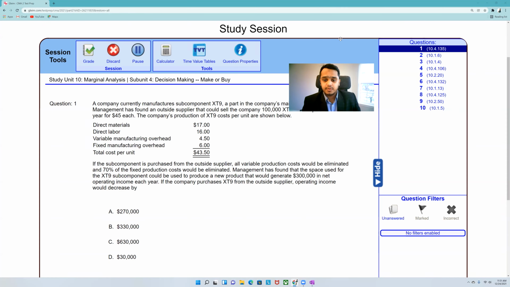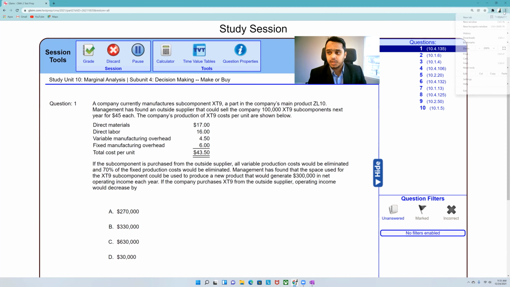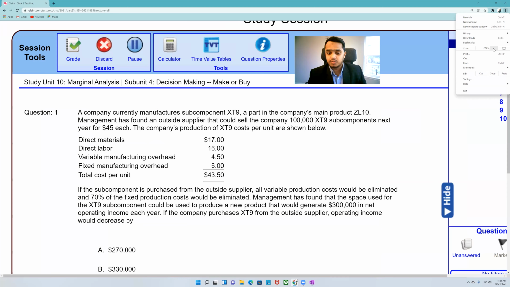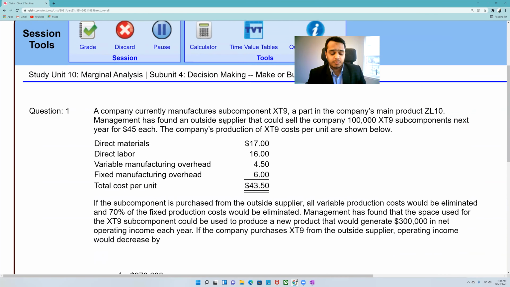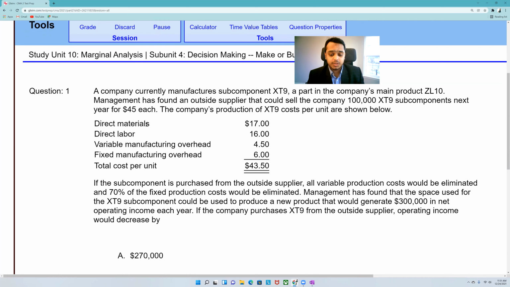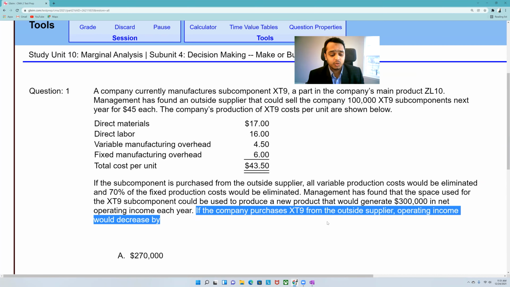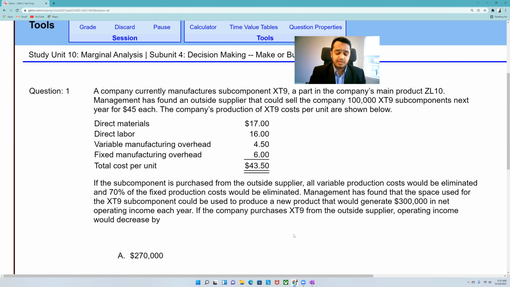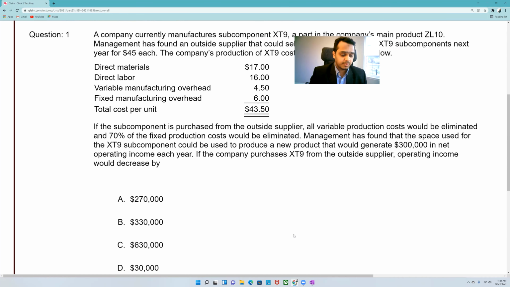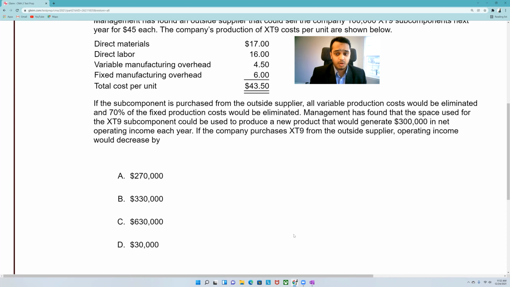So here we have our first question in front of us. I hope I've zoomed this question properly and you're able to see it. It is from the Gleim material, one of the best materials. I would always suggest students to do it from this material. Now, when we are doing these MCQ questions, we always need to read the requirement first. If the company purchases XT9 from an outside supplier, operating income would decrease by. In the question itself it says the operating income would decrease by, so the options are also in that format.